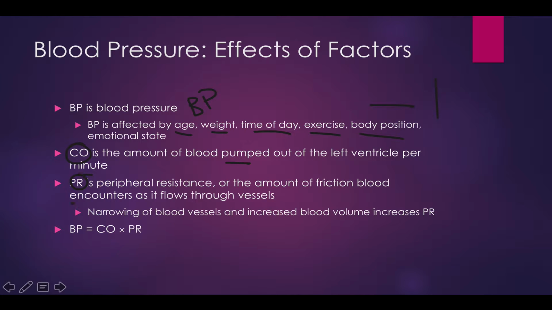Then you have something called peripheral resistance. This is the amount of friction that blood encounters as it flows through the vessels. So narrowing of the blood vessels and increased blood volume will increase the peripheral resistance. So blood pressure equals your cardiac output times your peripheral resistance. That's how you'd be able to calculate it with cardiac output and your resistance as well.